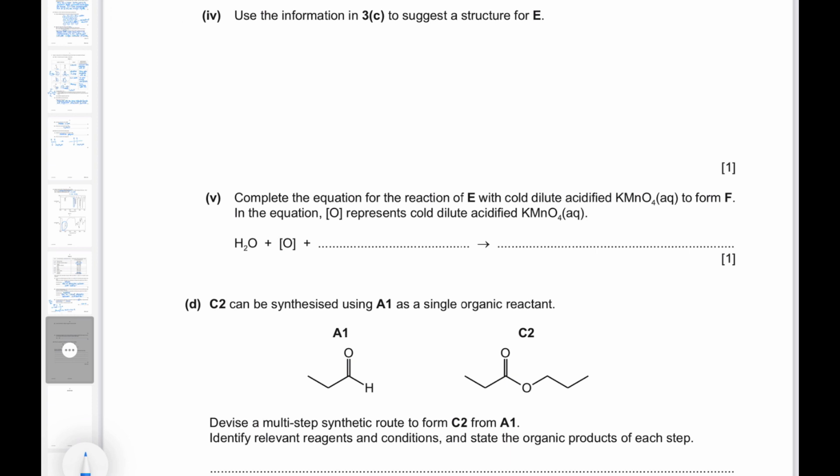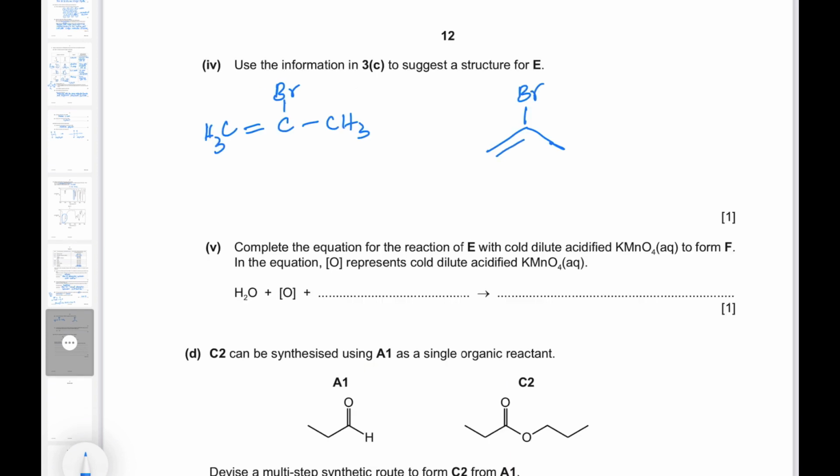Part 4. Use the information in part C to suggest a structure for E. So as I mentioned earlier, the bromine could be bonded to any carbon atom, which means we can have something like this as our structure. You could also draw the skeletal formula, which would look like this.